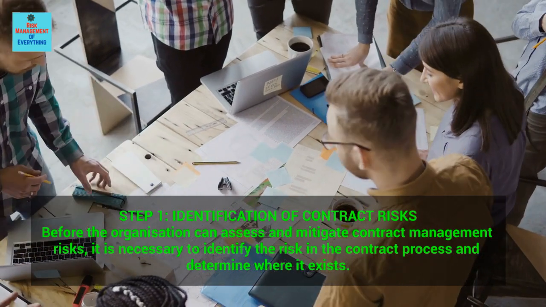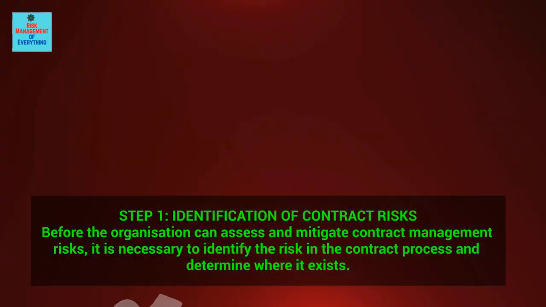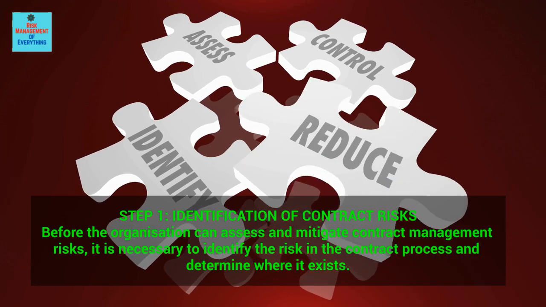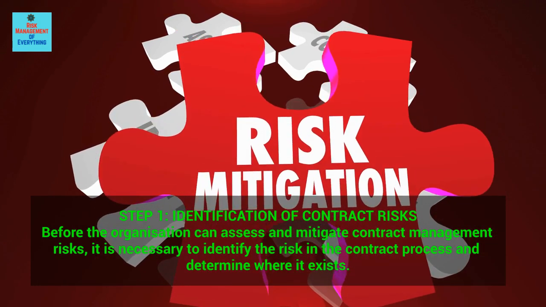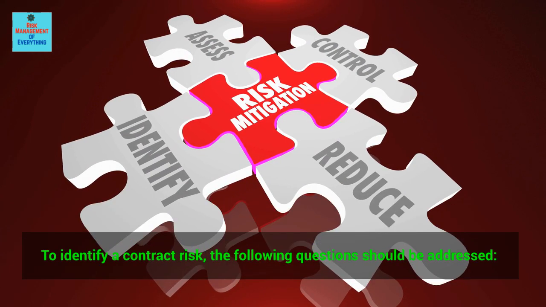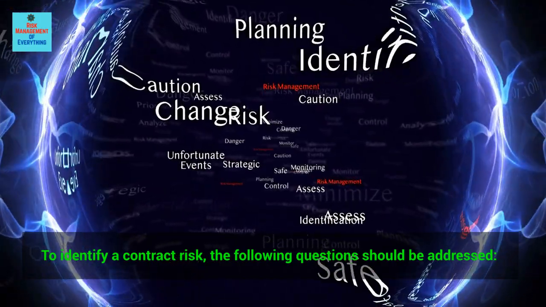Step 1. Identification of contract risks. Before the organization can assess and mitigate contract management risks, it is necessary to identify the risk in the contract process and determine where it exists. To identify a contract risk, the following questions should be addressed.